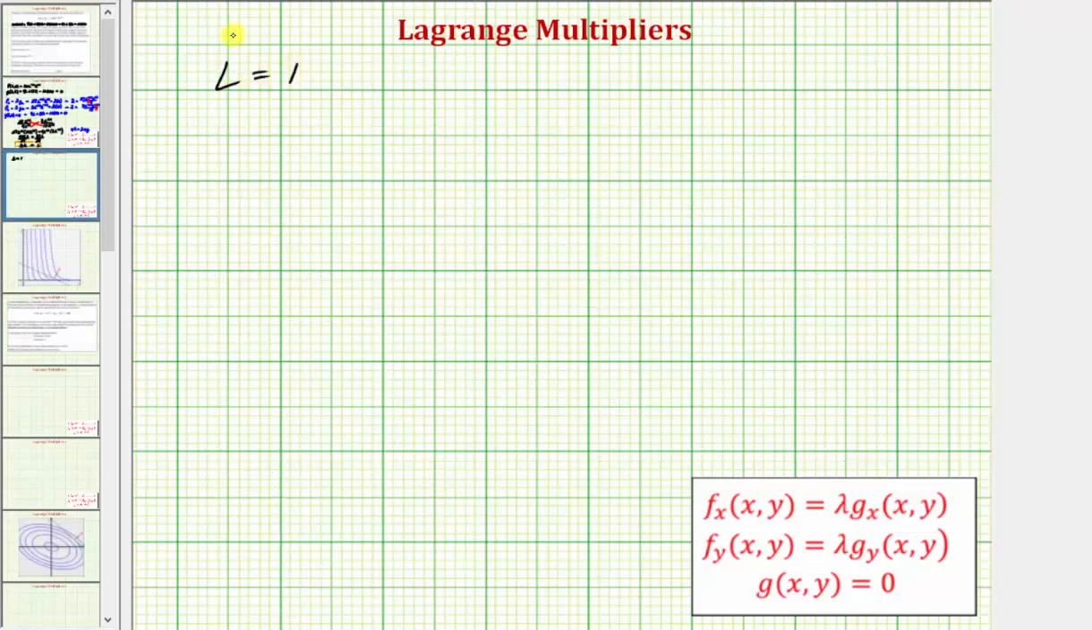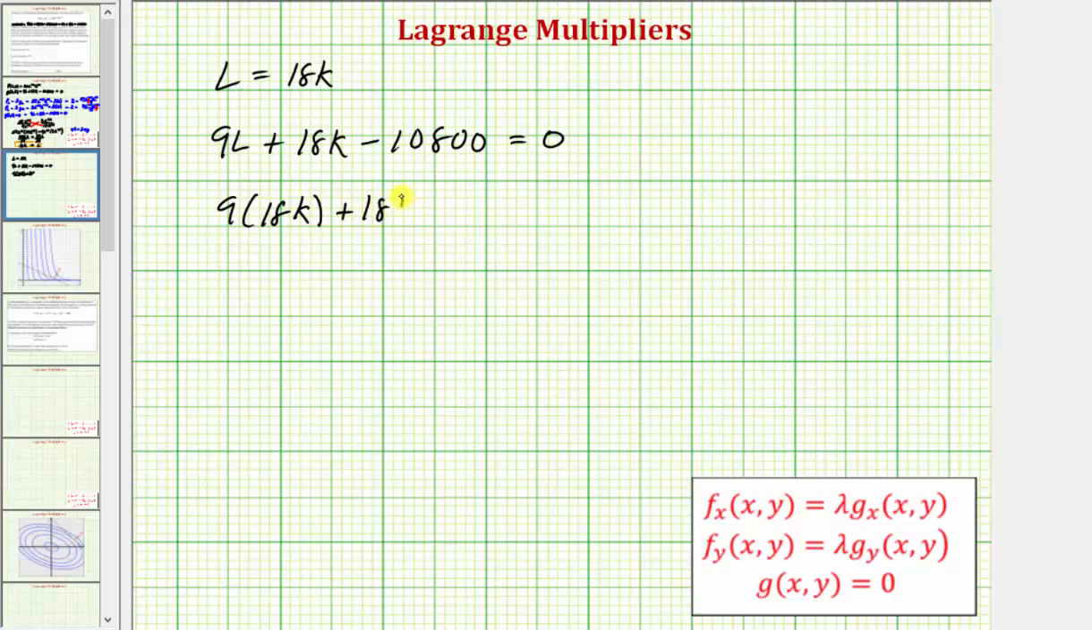Again, we know L equals 18k. We also know the constraint is 9L plus 18k minus 10,800 must equal 0. So if we substitute 18k for L, we have 9 times 18k plus 18k equals 10,800. Well, 9 times 18 is equal to 162. So we have 162k plus 18k, which equals 180k. Dividing both sides by 180, we have k equals 60.